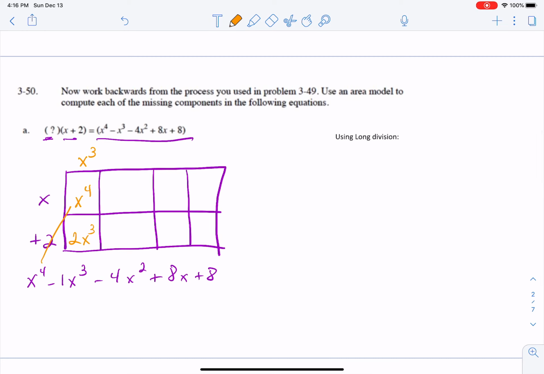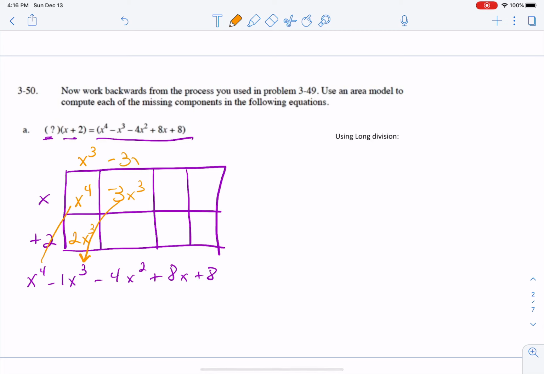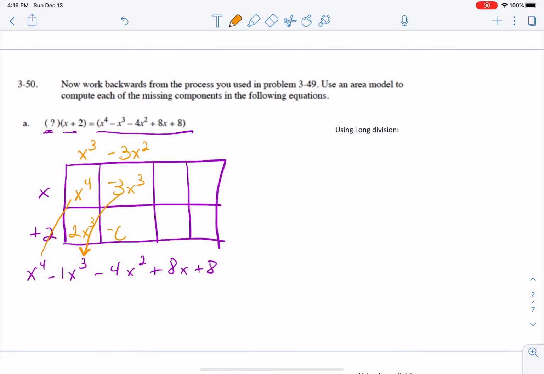So looking at this problem, I can say, all right, what plus 2x cubed is going to give me a negative 1x cubed? A negative 3x cubed plus a 2x cubed is going to give me a negative 1x cubed. And then continuing to work backwards, what times x gives me a negative 3x cubed? A negative 3x squared. And multiply to fill in my area model.